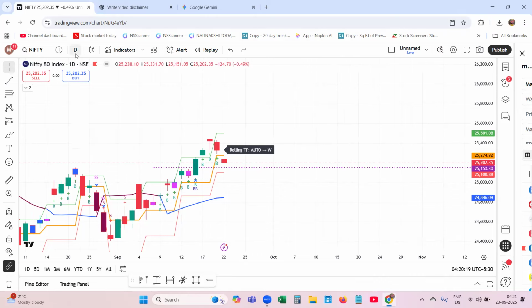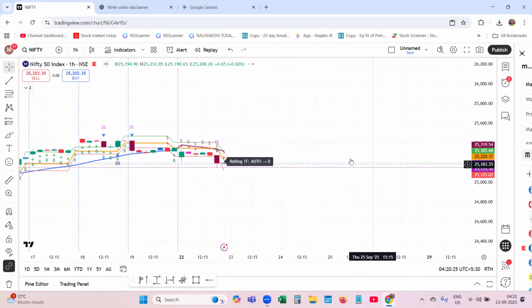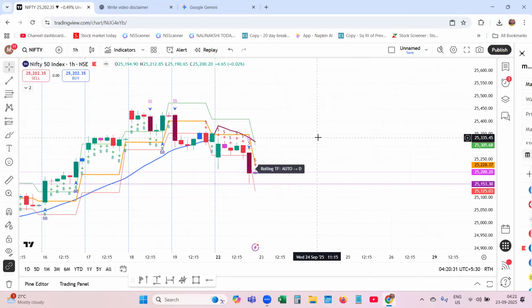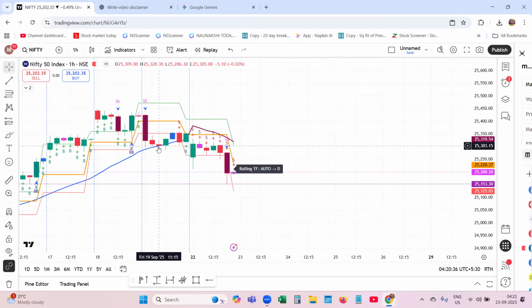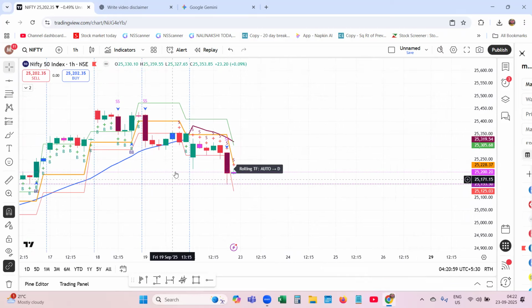Let me go to the hourly time frame, Nifty. I'm going to show you a strategy over here. You have to mark the third hour's high and low. For example, yesterday, day before yesterday, the high and low, if you would have marked, you need to mark here. Let me enable the magnet.